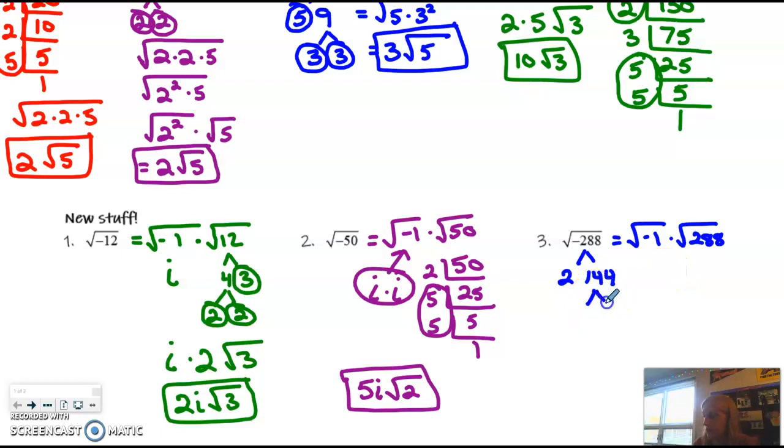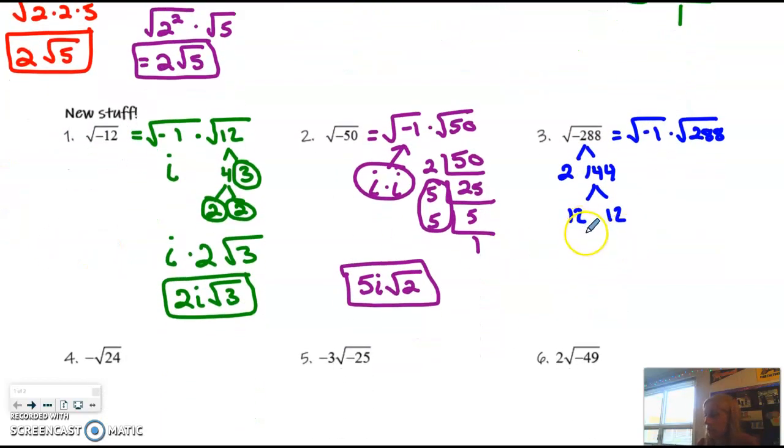Now I can factor 144. I know that 144 is 12 times 12. And here's the cool thing. If you want, you can stop right here, because I see a pair of 12s. I'm done. That's a perfect square. The 12s will come out. The 2 will be left behind. But if you don't see that, you can keep going.